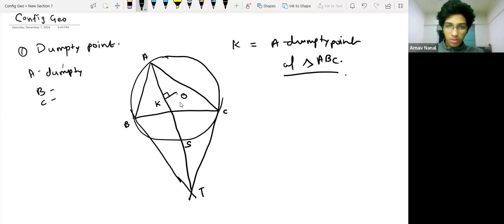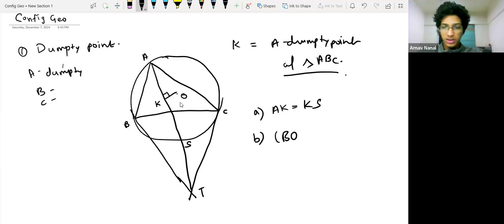So many times when problems ask you to show that this circle passes through a fixed point on the median or something, many times you can observe that it's probably the Dumpty point. It's not hard and fast, of course, but you can sort of guess and try a few cases to verify. Okay, so we'll start with the properties of the Dumpty point. So first, obviously since this is perpendicular, you have AK equal to KS. Second is that BOKC is cyclic.